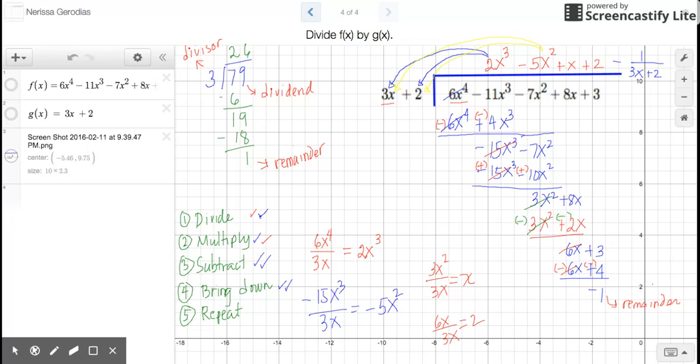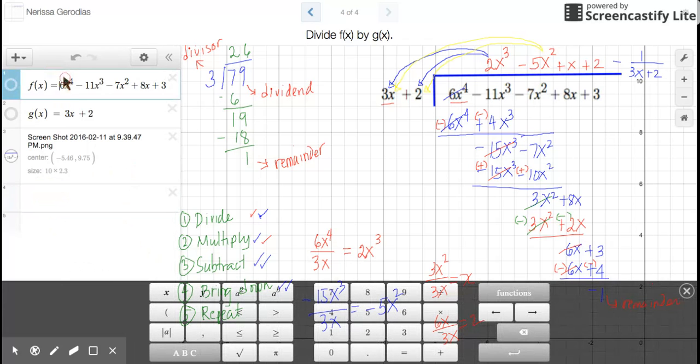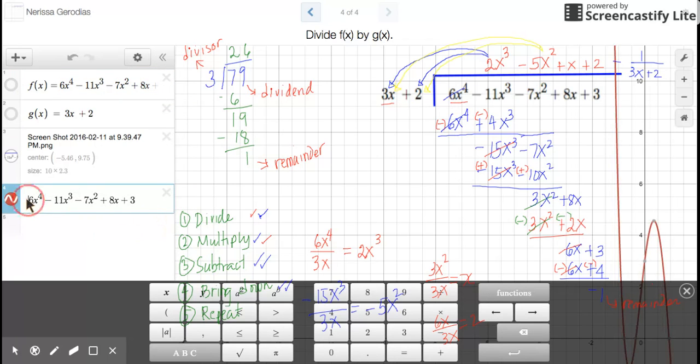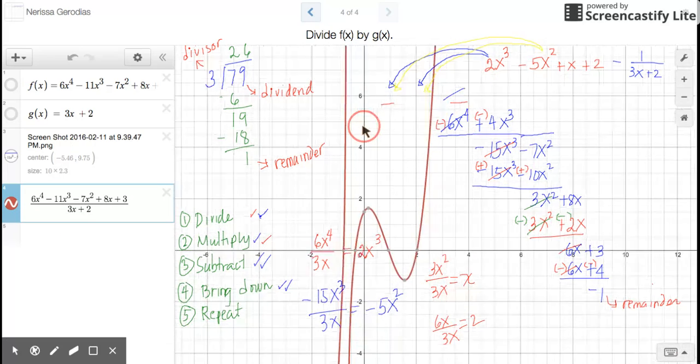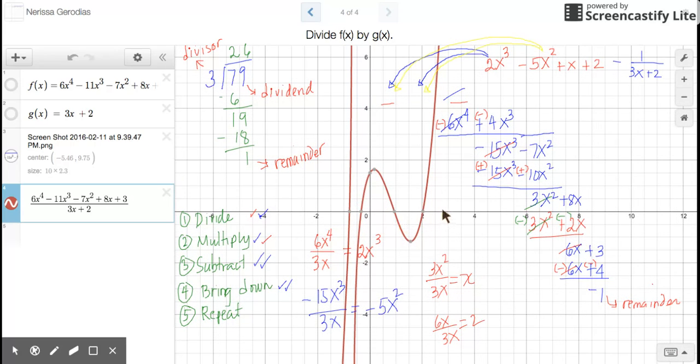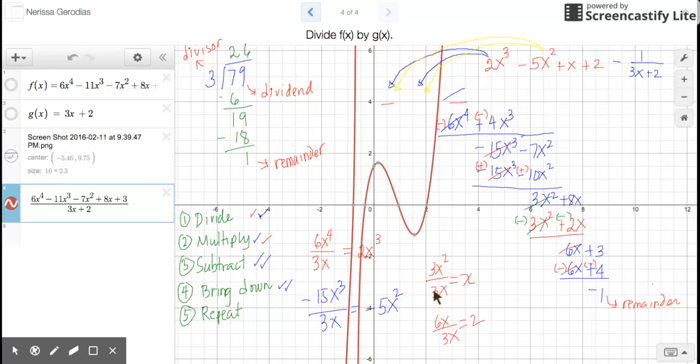Now we're done. So now let's check if our answer is correct. So I'm going to take 6x to the fourth minus 11x cubed minus 7x squared plus 8x plus 3. Copy that and put it over here. I will select and then divide by 3x plus 2. And we see a graph. Here's the graph of f of x divided by g of x, or f of x over g of x.